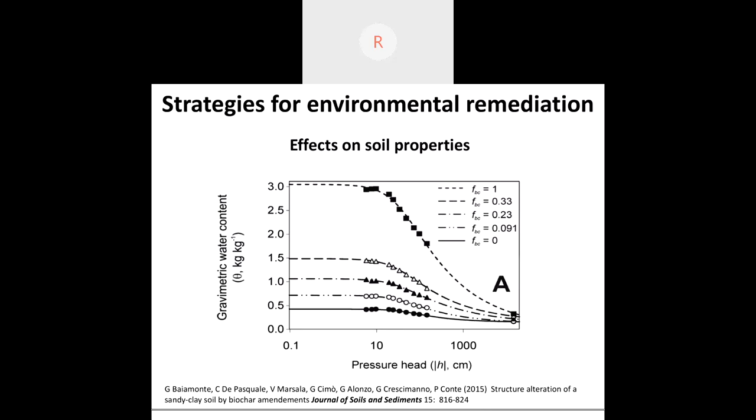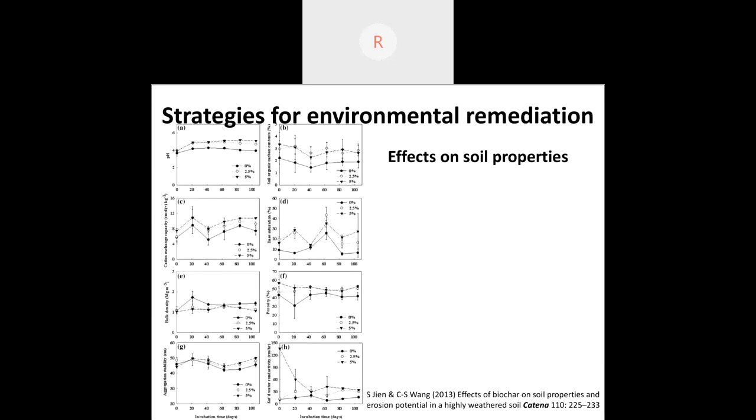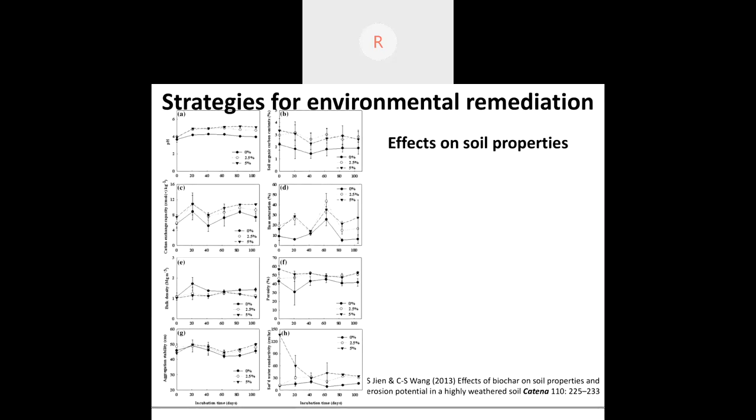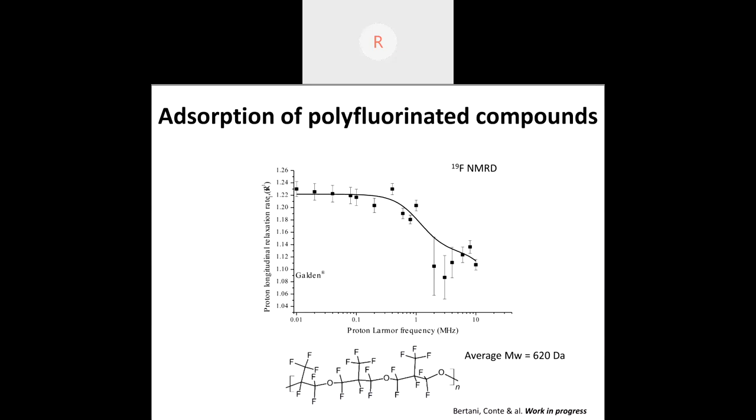increases water retention in soil by changing soil structure. This is an example of what we have done by measuring the strength by which water is retained in soils that are amended with different amounts of biochars. And there are also effects on other soil properties such as the pH, the cation exchange capacity, and so on. But how can we use biochar to monitor environmental pollution?